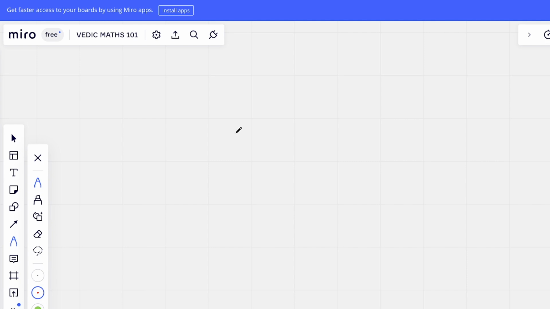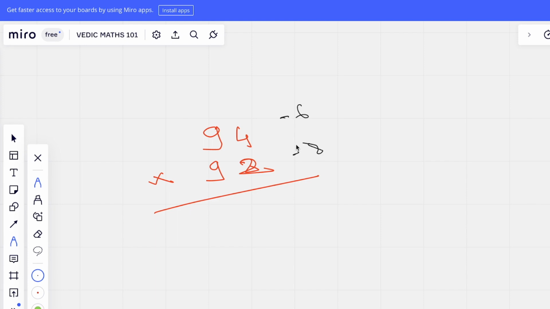So let me take an example. Let us take two digit numbers, 94 and 92. This method will help only if these two numbers are very close to 100. These are the two numbers and we have to calculate the answer for this. Step number 1 is to subtract 94 and 92 from 100. So what is 94 minus 100? It's minus 6, right? And 92 minus 100 is minus 8, correct?